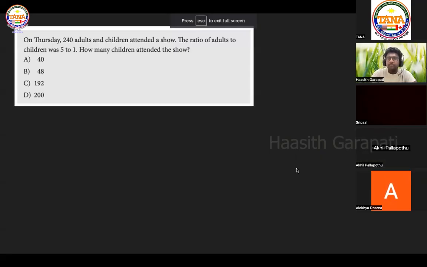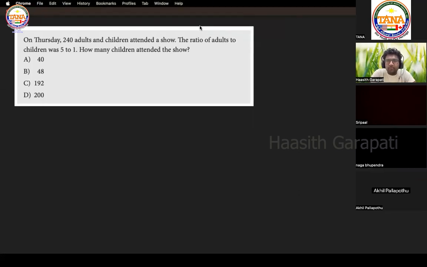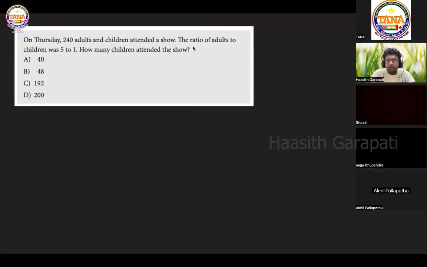But enough of that. Let's get straight to learning. So last time we left off, we were doing proportions, and one second. Let me modify the screen a little bit so it's easier. Okay, there it is.